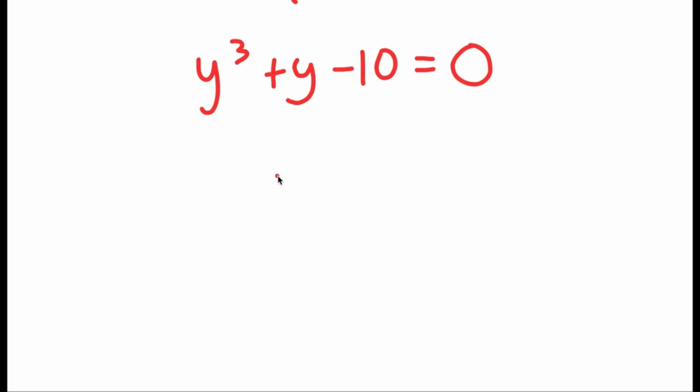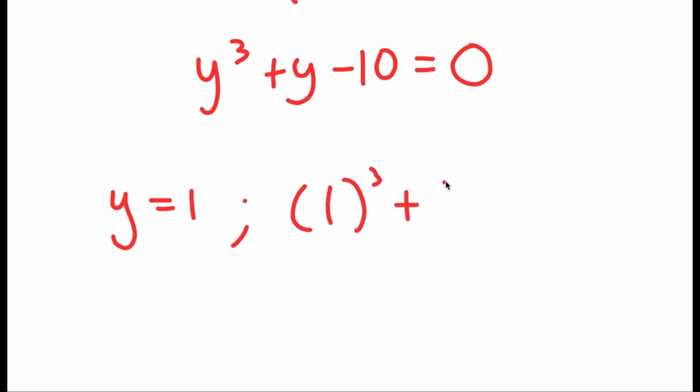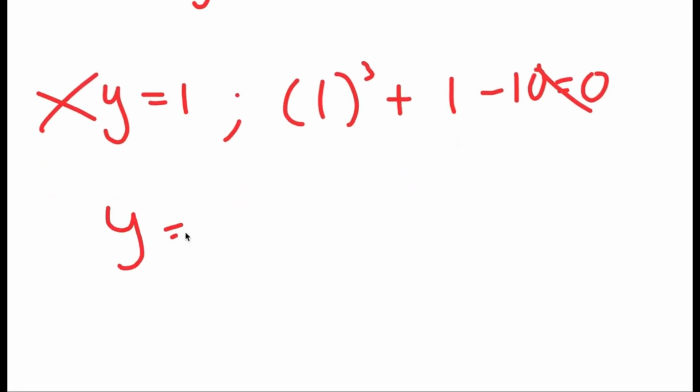Now, what I need to do is first find one solution of y, and then once I have that solution, I can find the remaining solutions. So to find that first solution, I'm just going to test values of y. We're going to start with y equals 1. So when y equals 1, I have 1^3 plus 1 minus 10 is equal to 0. Well, 1^3 is 1, 1 plus 1 is 2, 2 minus 10 is negative 8, which does not equal 0. So this does not work. Now I'm going to try y equals 2.